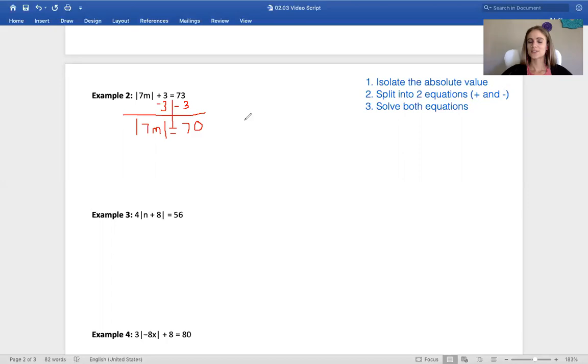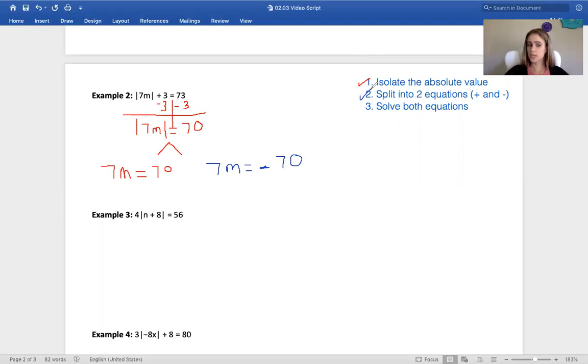All right. So step 1, I isolated the absolute value. Now that that absolute value is isolated is when I can move in and split my 2 equations, because that 7m can either be equal to a positive 70 or a negative 70. So I just am a creature of habit and always write the positive version first and the negative version second, but it really doesn't matter. So check off step 2.